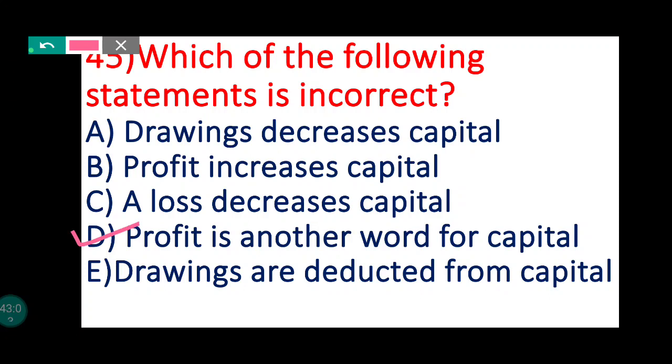It is totally wrong. Say the other options we can see, drawing decreases capital. Yes, it is correct. Profit increases capital. Yes, it is correct. Loss decreases capital. Correct. Drawings are deducted from capital. Correct. So which statement is incorrect? That profit is another word for capital.